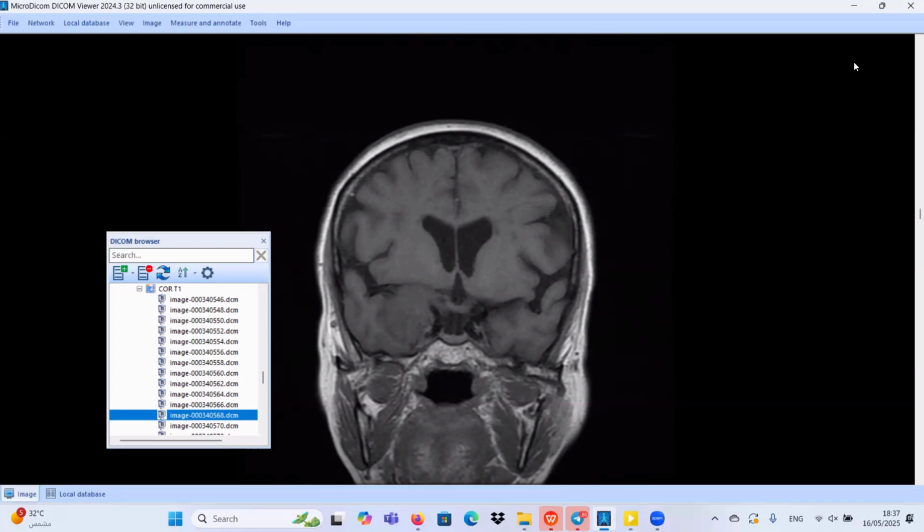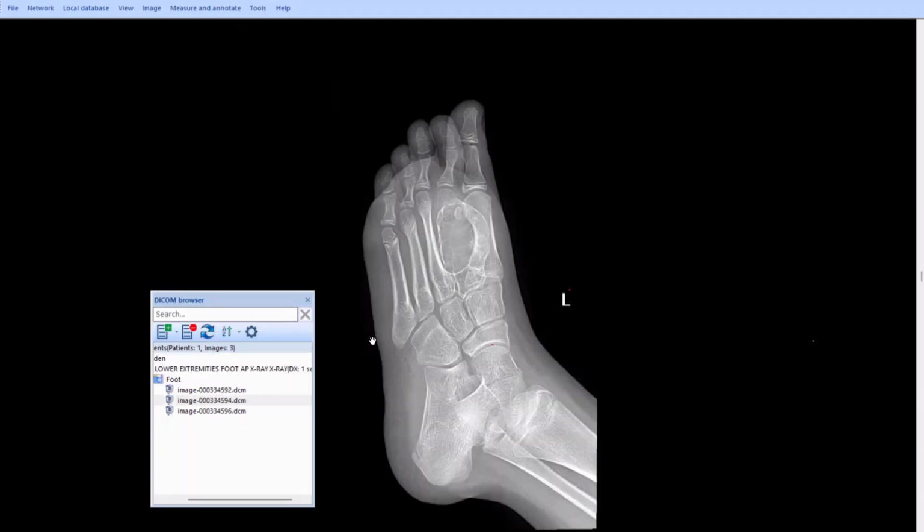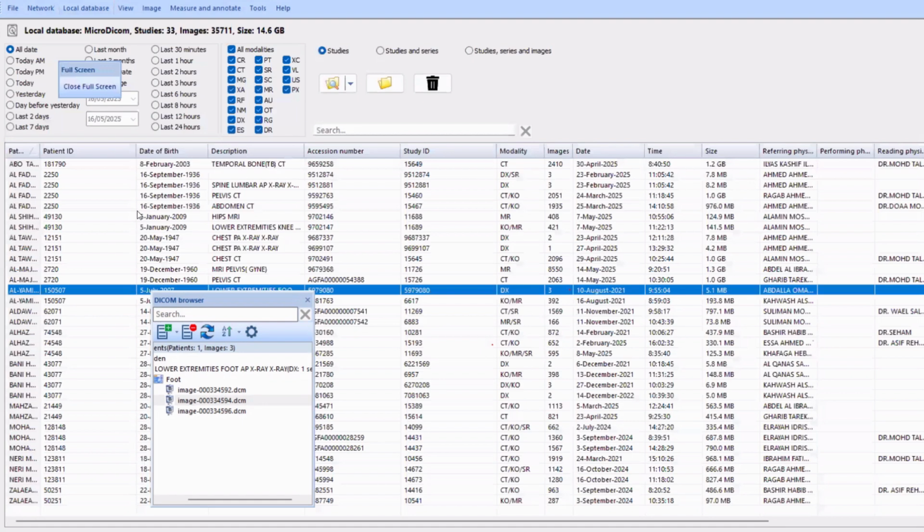Let's go to the second case. It will be an MRI assessment. Do you agree? Yes, sir. MRI. Okay.